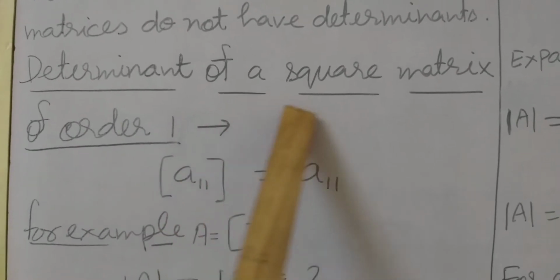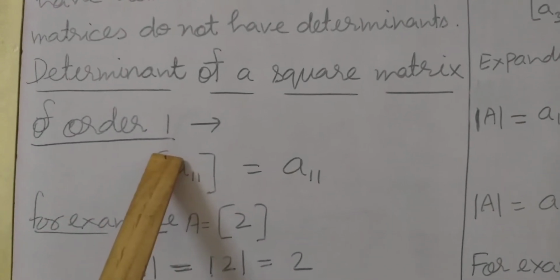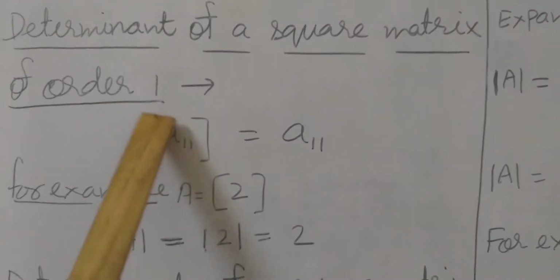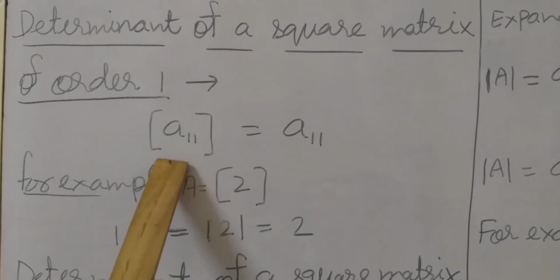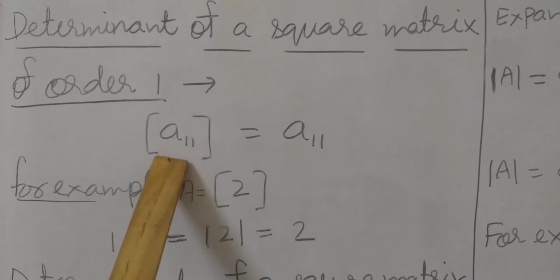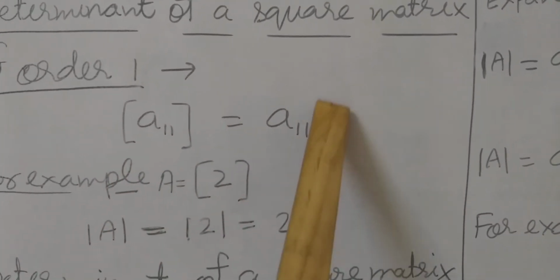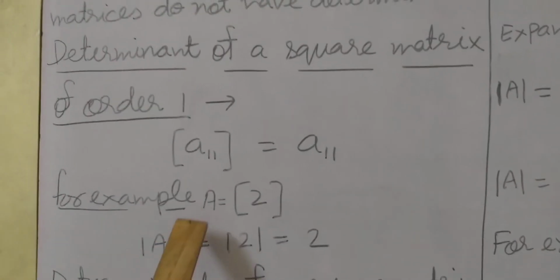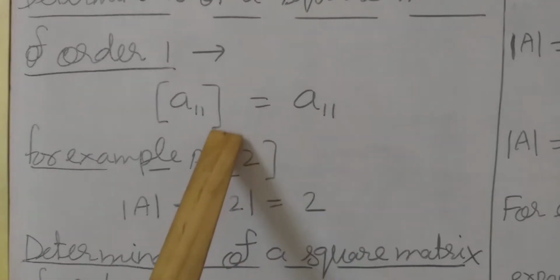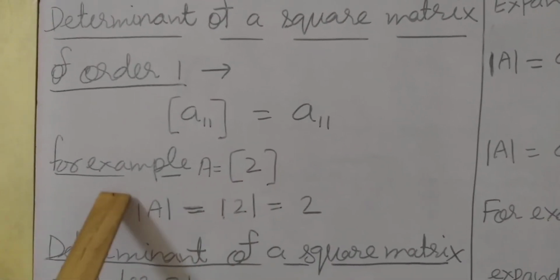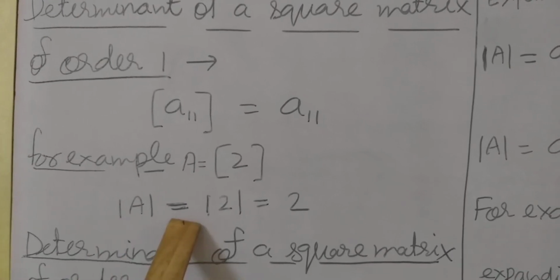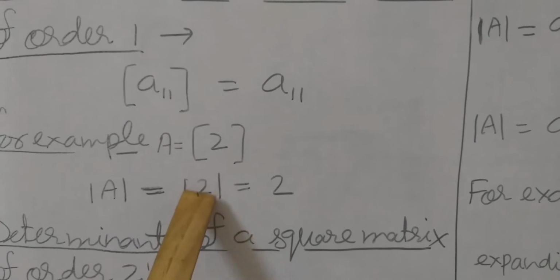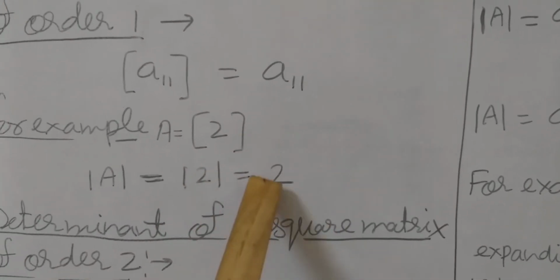Determinant of a square matrix of order 1. You can see this is a square matrix, student. Only one element is there, one row, one column. So its determinant is the element itself. For example, A equals a matrix of order 1 by 1, so determinant of A equals 2, because only one element is there, so its determinant is the number itself.